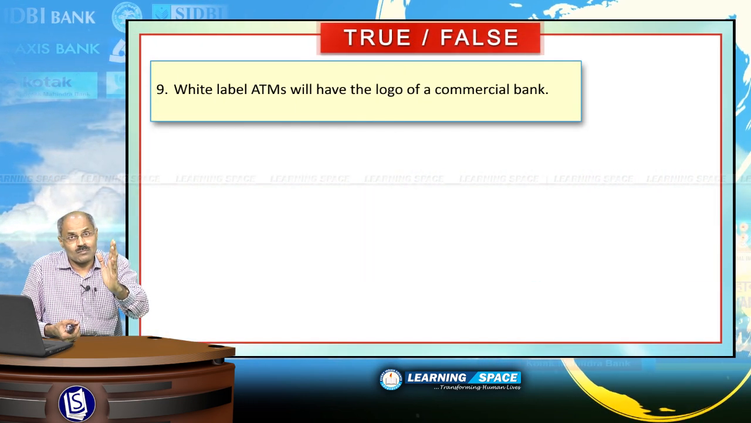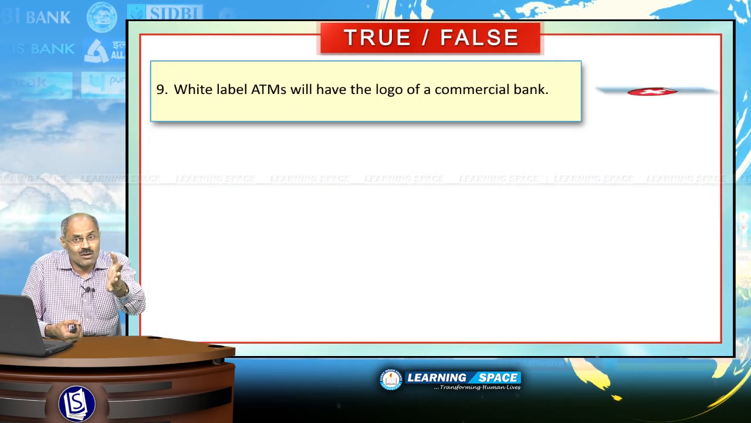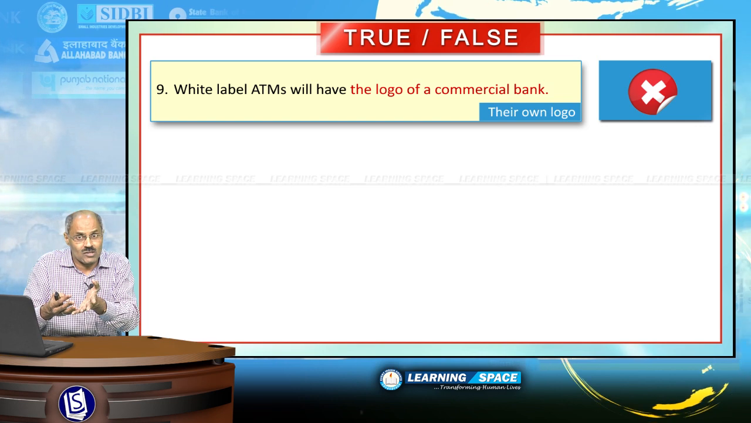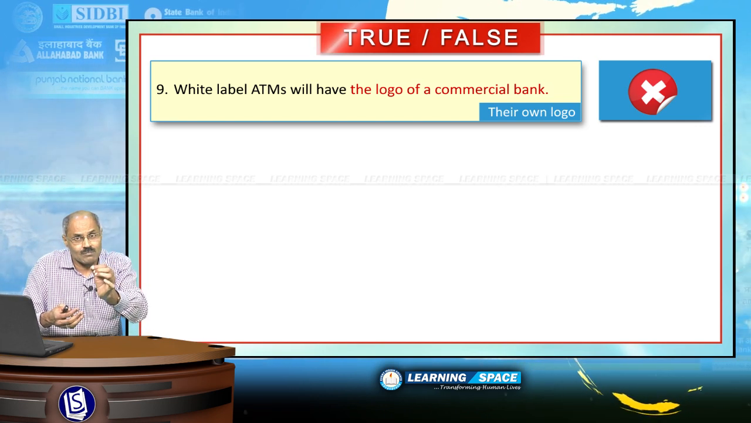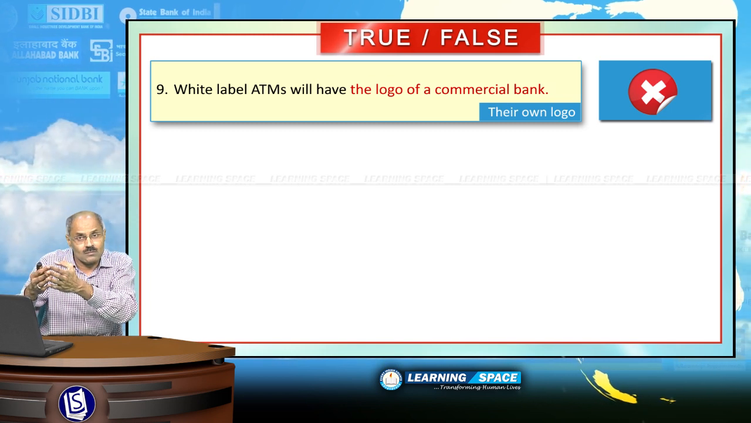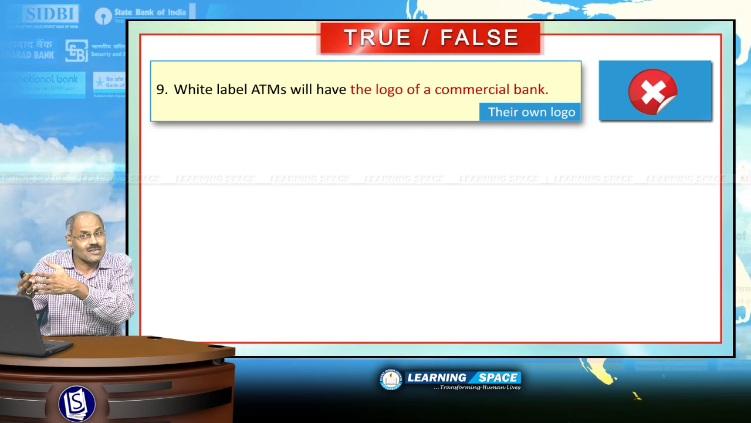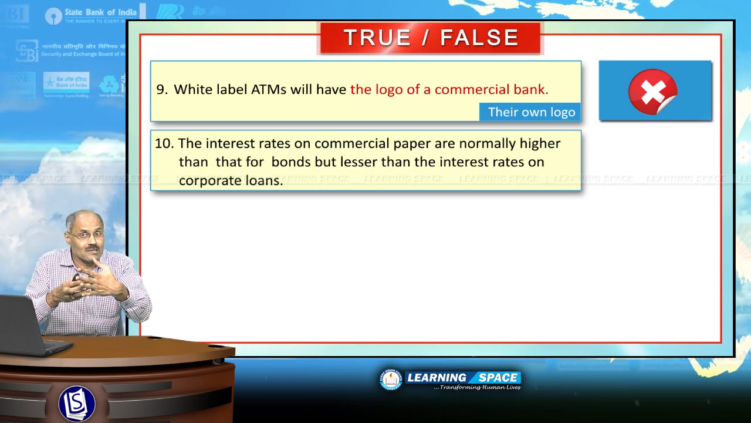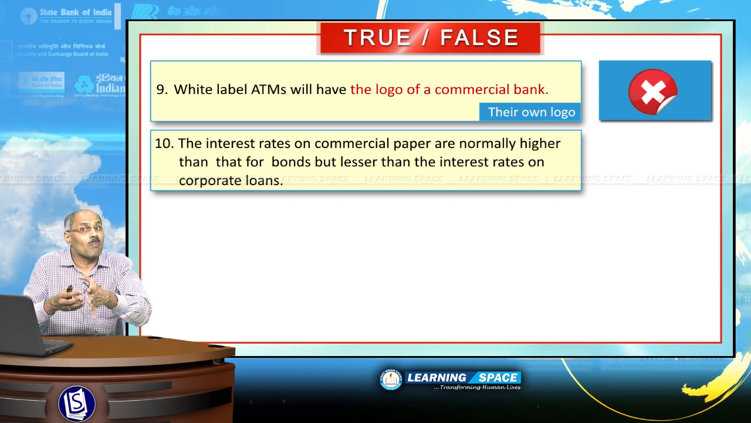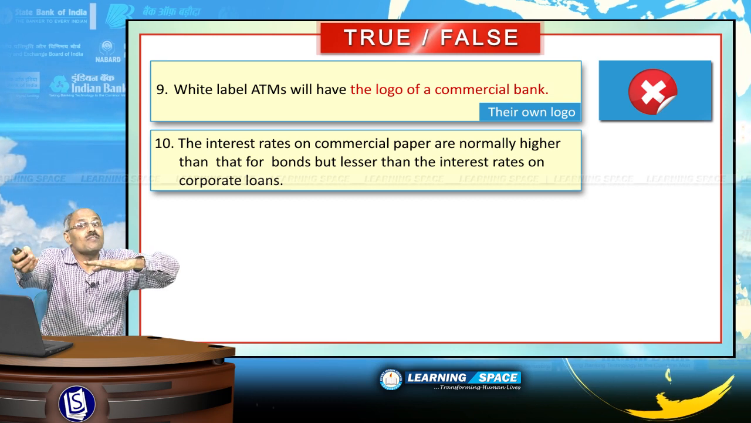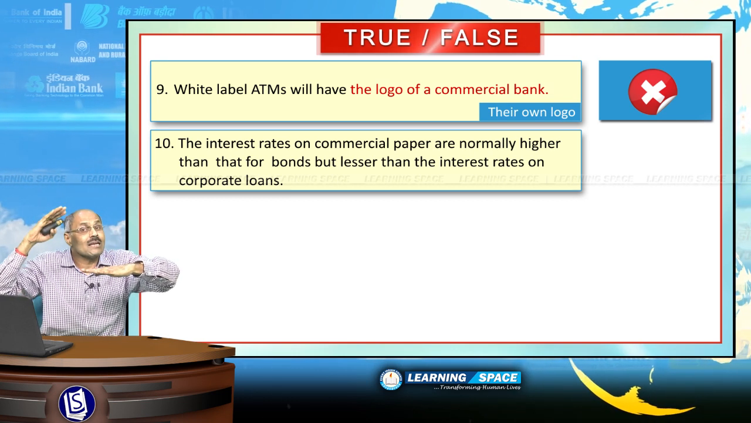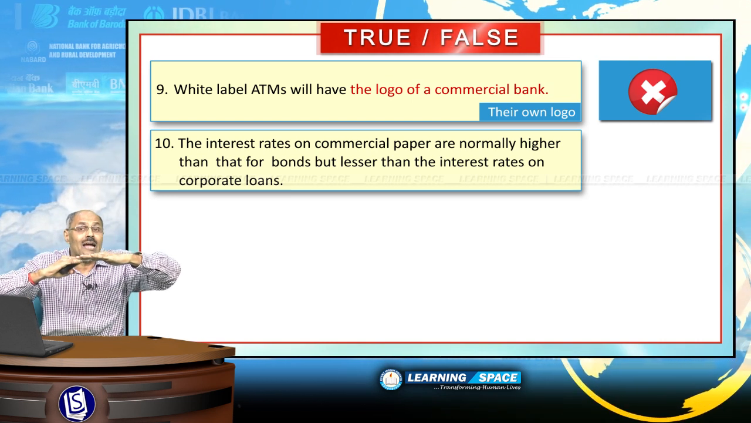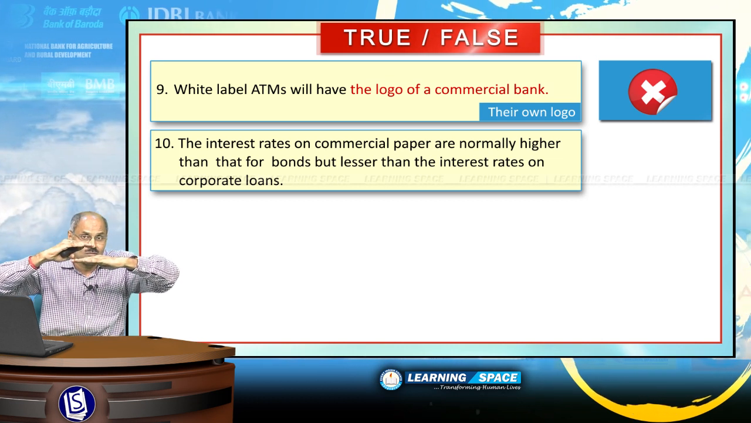White label ATMs will have the logo of a commercial bank. Absolutely wrong. White label ATMs will have their own logo, and Tata Communications established first white label ATM in this country, and they have their own logos, right, just like IndiCash. Look into the next one. The interest rates on commercial paper. Commercial paper is issued in the form of promissory note by high rated corporates to borrow money from public for short term, and the interest rates on commercial paper are normally higher than bonds or debentures and lesser than the corporate loans.